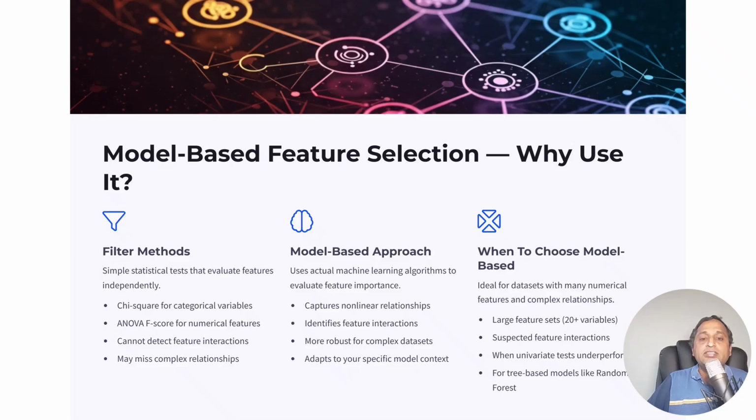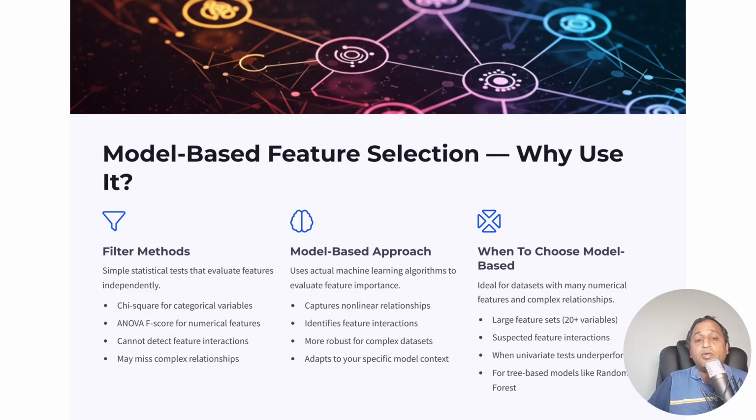So the next one is the model-based approach. This is where we let the machine learning models themselves help us decide what's important. It can capture complex patterns, including non-linear relationships. It identifies interactions that manual or univariate methods might miss. And it is tailored for the actual algorithm you plan to use. For example, a random forest or XGBoost can rank features based on how much they reduce error.